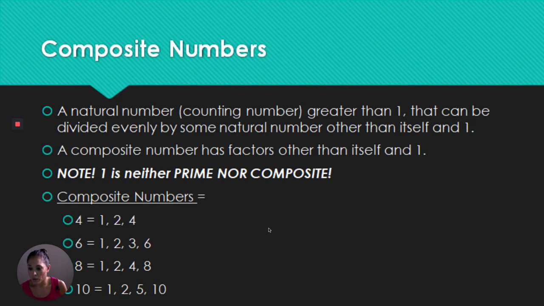Composite numbers, here are some examples. So 4, when you think about the number 4, what can go into it? What are its factors? Its factors are 1, 2, and 4. The number 6 has a few more factors, 1, 2, 3, and 6. That is because 1 can go into 6, 2 can go into 6, 3 can go into 6, and 6 can go into 6. Okay? Same with 8, 1, 2, 4, and 8. And 10, 1, 2, 5, and 10 can go into 10.